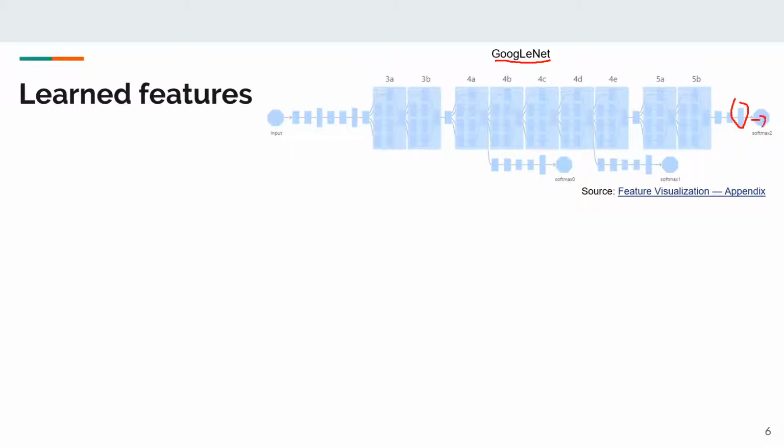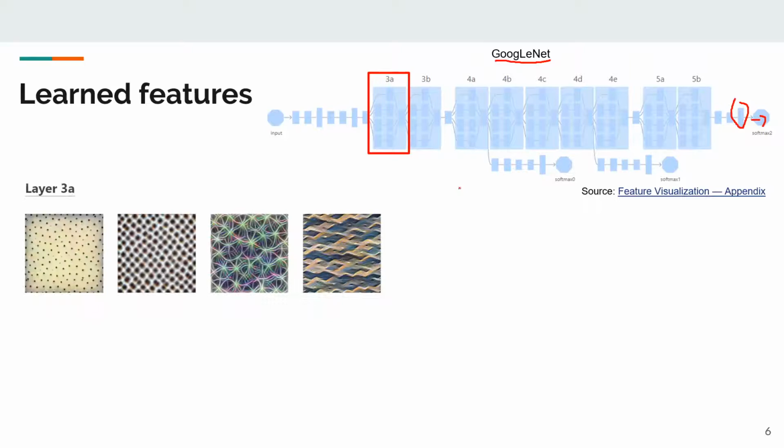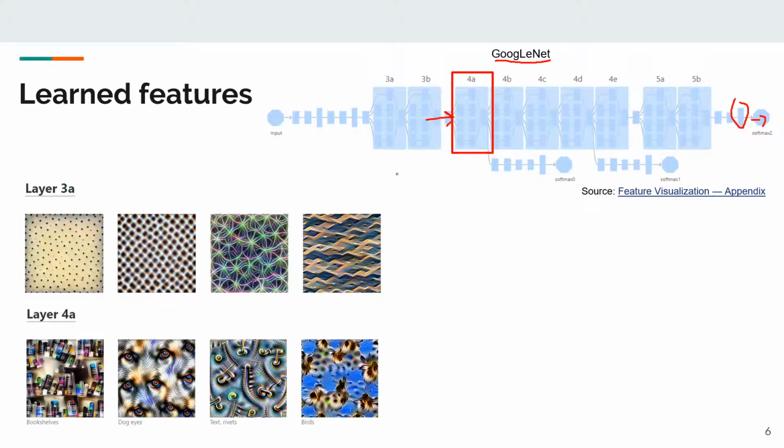The first convolutional layers learn features such as edges and simple textures. Here we see layer 3a as an example, which learns some interesting textures. Later convolutional layers learn features such as more complex textures and patterns, as can be seen in layer 4a, with more complex patterns, even including some dog eyes and something that seems to be birds.